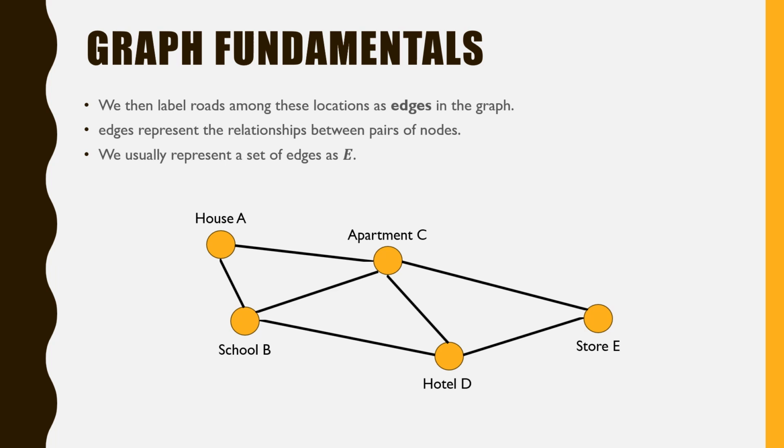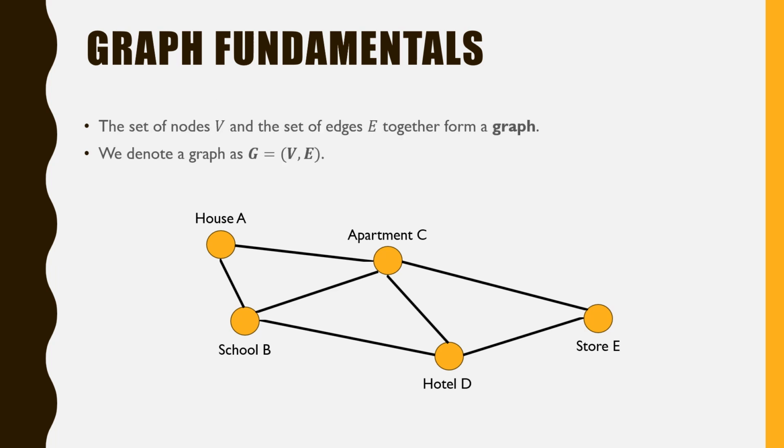After recording each location on the map, the next step is to represent the roads between these locations as edges in your graph. For example, if there is a road connecting house A and school B, you would draw an edge between these two nodes. In graph data structures, edges represent the relationship between pairs of nodes. The set of all edges in a graph is typically denoted by E.